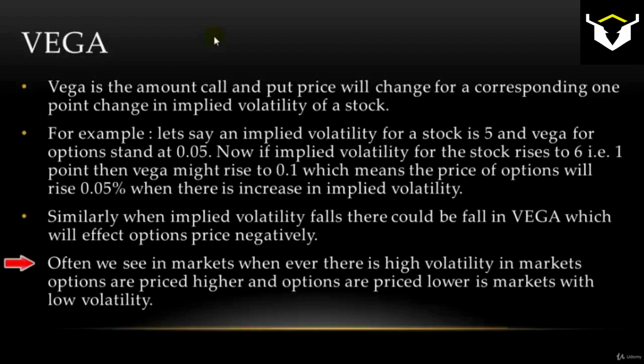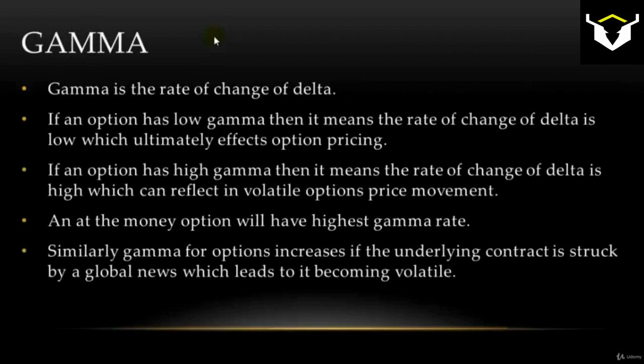Often we see in markets, whenever there is high volatility, options are priced higher, and options are priced lower in markets with low volatility. So the pricing of options depends on Vega, that is, the rate of change of implied volatility. That concludes our option Greeks. Now let's go ahead and learn about option strategies. But before that, let's do a quick revision. We have option Greeks as delta.